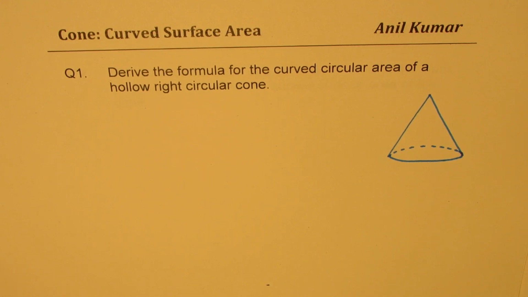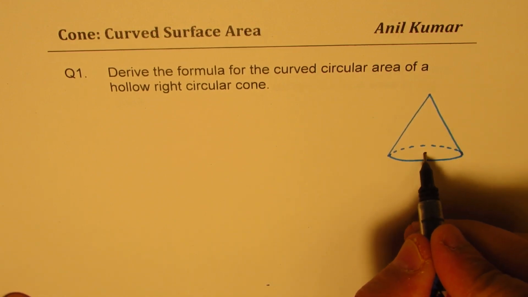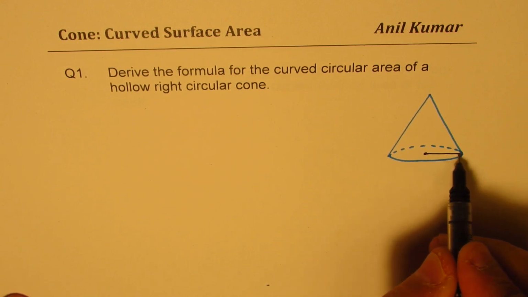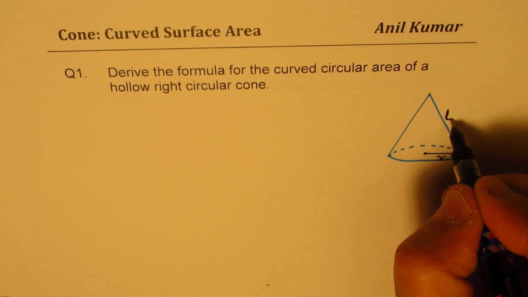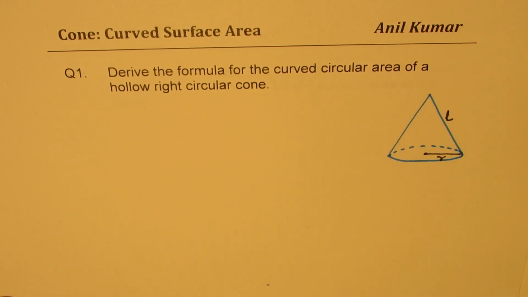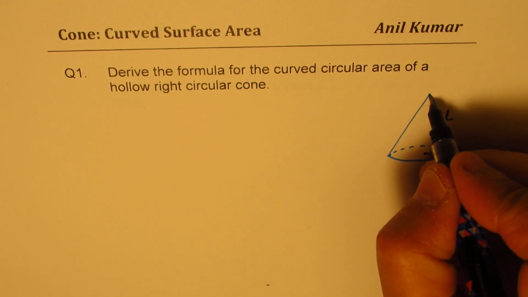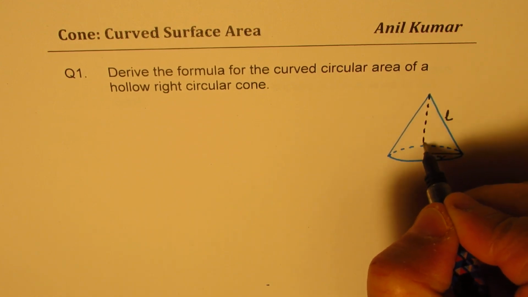We are given 2 things. One is the radius. This is the radius. And one is this length. This is the lateral length, right? So along the edge, that's the lateral length. Some of the time, you're also given the height of a cone. So let me write down height also.